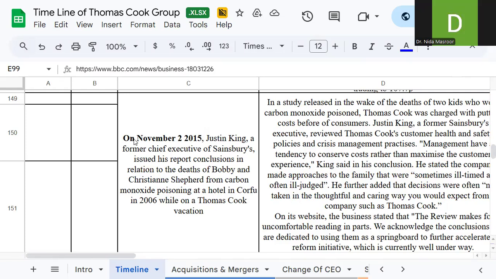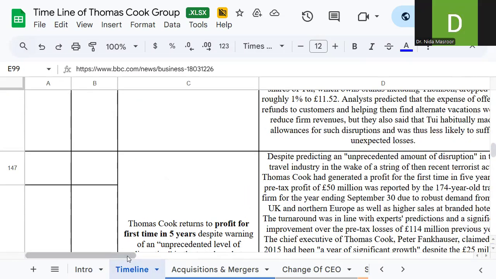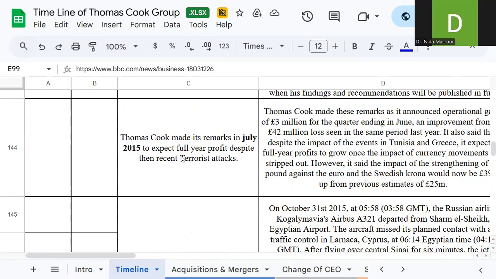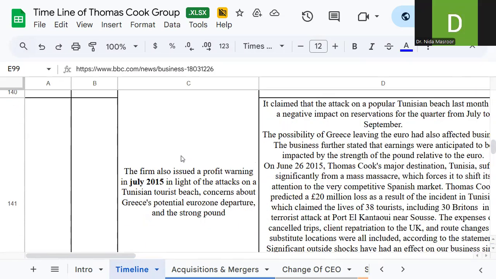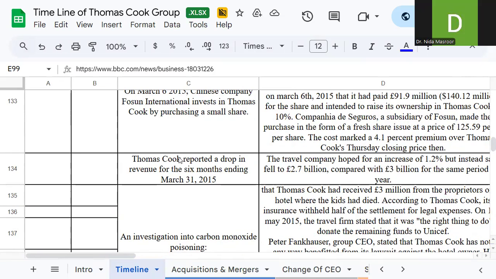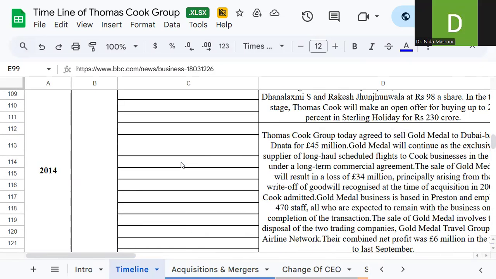So this way you can make use of different events. I hope you all have understood how the timeline is created, and how we can make use of that particular thing.